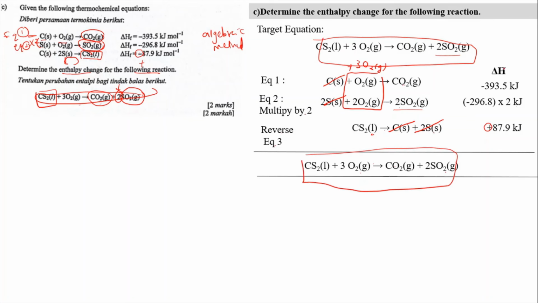Okay, and then for finding delta H, we're just going to add up all of our enthalpy here. So negative 393.5 plus negative 296.8 times 2 plus 87.9. Okay, berhati-hati ya, sini mesti plus pasal kita dah reverse kita punya equation. So negative tadi menjadi positive. Okay, so if you add up all together, what you're going to get is negative 899.2 kilojoule per mole. Therefore, you can say that the enthalpy of the reaction is negative 899.2 kilojoule per mole. Okay, so that's all for tutorial for the past question 2.